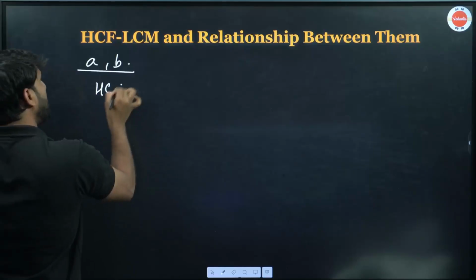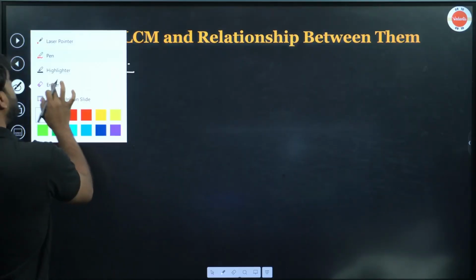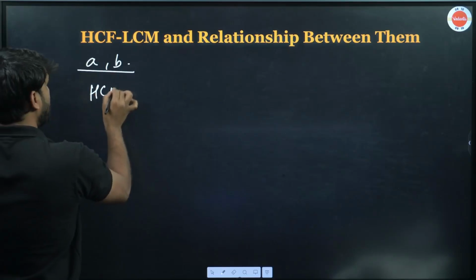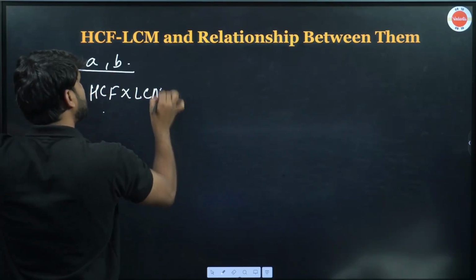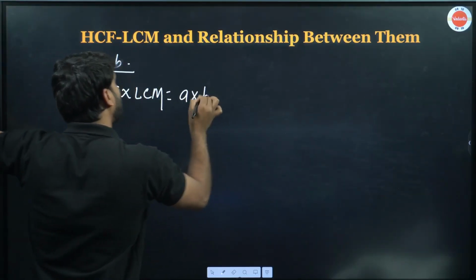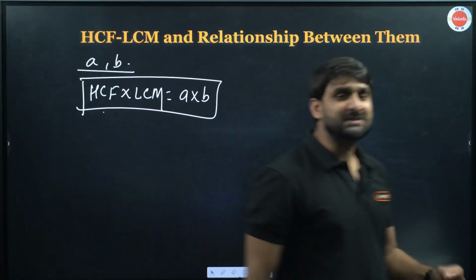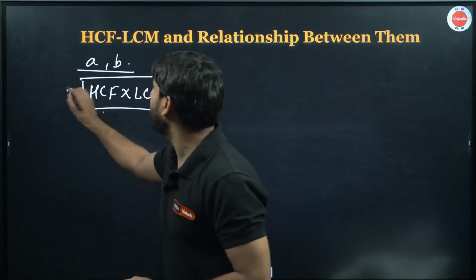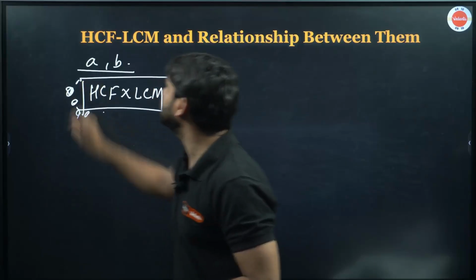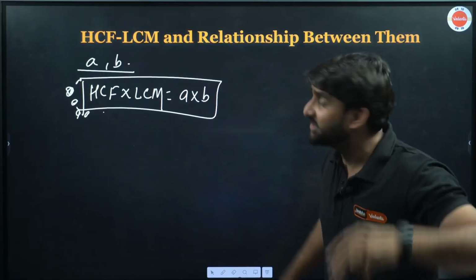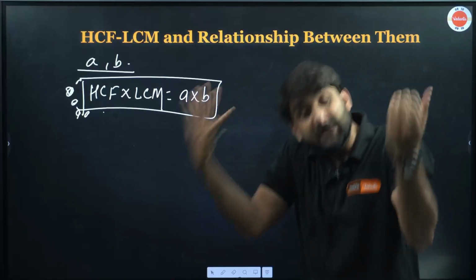So the product of the HCF of these 2 numbers and the LCM of these 2 numbers is equal to the product of the numbers itself. This is the relationship between HCF and LCM. Very important formula. Please keep it in mind. The product of HCF and LCM of 2 integers is equal to the product of the integers itself.